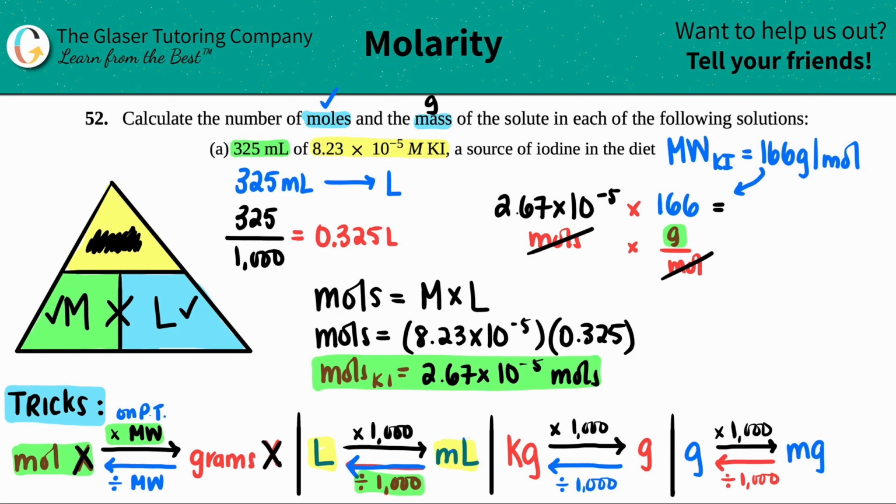So let's just do this multiplication: 2.67 times 10 to the negative fifth times 166. And we get roughly 0.00443, and that's grams of potassium iodide. If you want to convert this into scientific notation, that's perfect as well. If we move the decimal place, 1, 2, 3 over, this is the same thing as 4.43 times 10 to the negative third grams. So either way, it's the same answer.